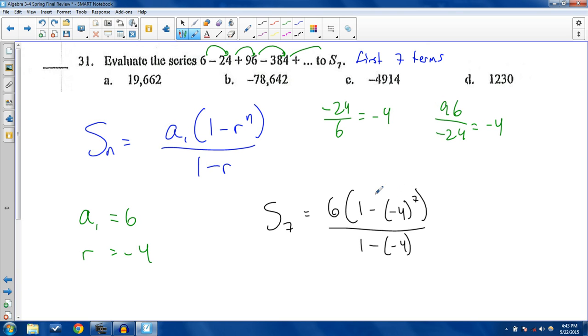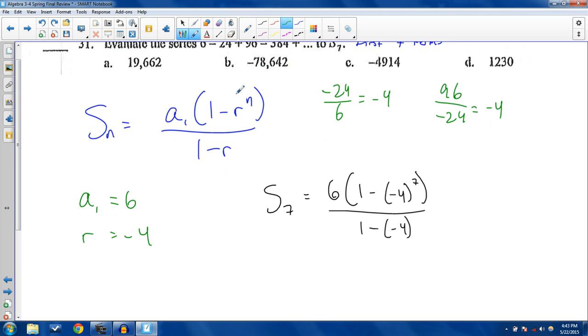The one thing to be careful with, I've seen this a few times, is people doing 1 minus negative 4 here and then adding that, and then doing it to the 7th power, or something weird like that. Maybe still doing 4 to the 7th power, but you're adding. Be careful. You have to do negative 4 to the 7th power first, then you have to subtract that number. It's order of operations. I'm sure one of these answers probably has you adding that together and then raising it to the 7th. Be very careful about that.